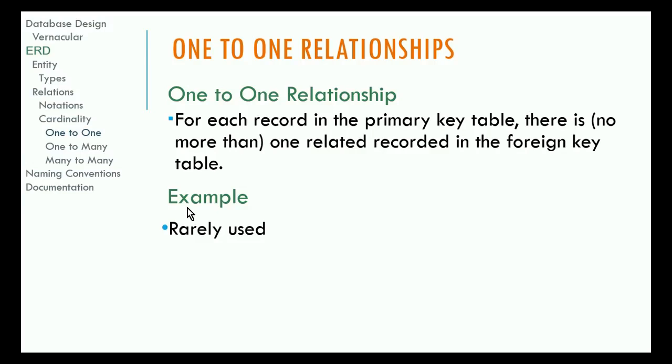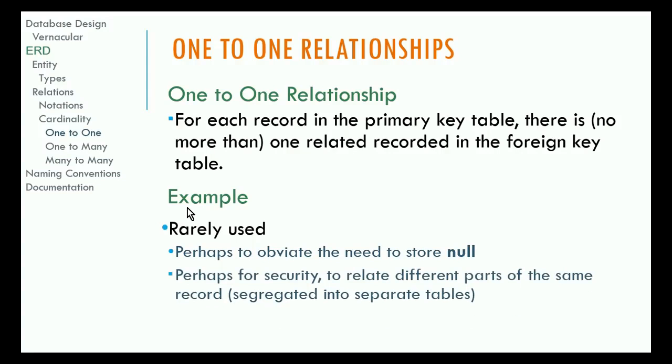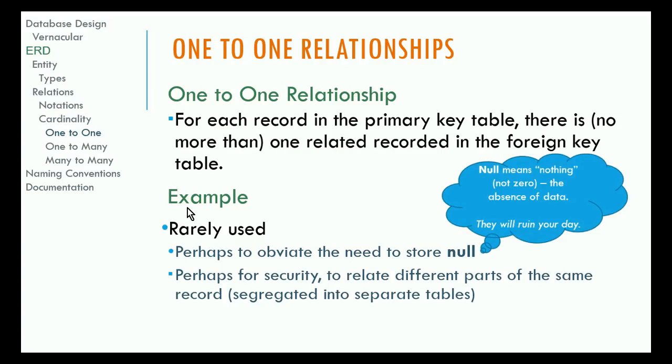There's a couple different examples, but you won't see one-to-one relationships very often. Many of you, when you create an ER diagram, may not see any one-to-one relationships because they're not commonly used. But one way you could use them is to obviate the need to store null values in a table. Another place that we see them sometimes is for security, to segregate different parts of information about a single entity if you need to store it in 2 different places.